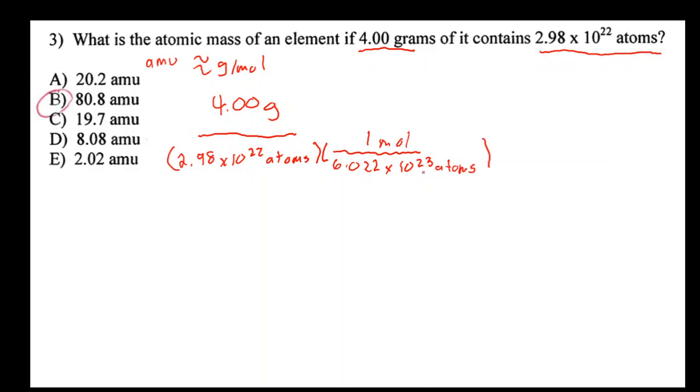So then atoms will cancel. And then we will be left with grams per mole, which is roughly equivalent to AMU. So then if you type that through, well, I guess we won't actually need the calculator in this instance, Grace, so that's handy. So then you would get your answer of 80.8 grams per mole, or 80.8 atomic mass units. So then your answer would be B.